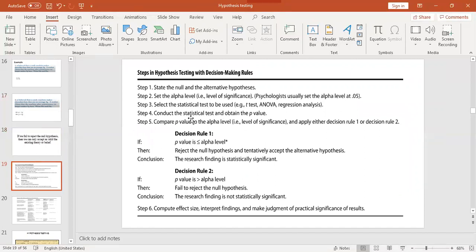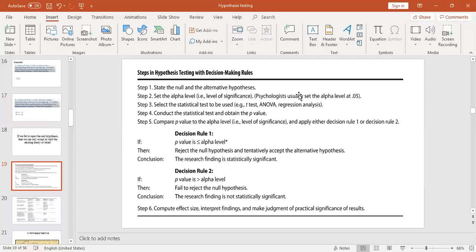So these are the steps in hypothesis testing with decision making rules. These are the steps that you have to follow when you are going to make a decision based on hypothesis testing. Step one is you have to state the null hypothesis and alternative hypothesis. When a question is given and you have to make a decision, first you have to state the null and the alternative hypothesis. Here, hypotheses is the plural of hypothesis. And step two, set the alpha level. Most of the time we are setting the alpha level as 0.05. If it is a question, I would be giving the alpha level.